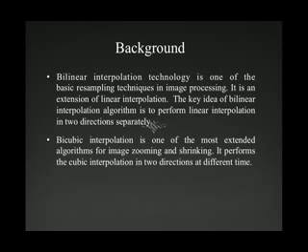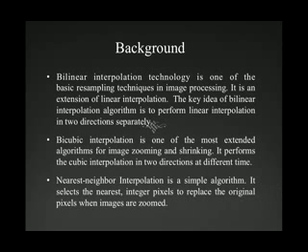Similar to the bilinear interpolation algorithm, bicubic interpolation algorithm is the extension of cubic interpolation. The key idea of this algorithm is to perform the cubic interpolation in two directions at a different time. Nearest neighbor interpolation is a simple algorithm. It selects the nearest integer pixels to replace the original pixels when images are zoomed up.